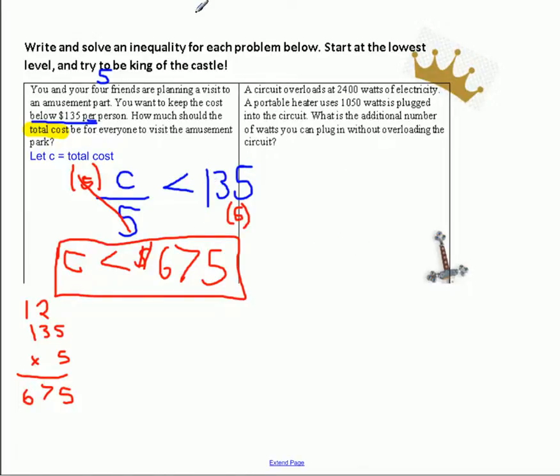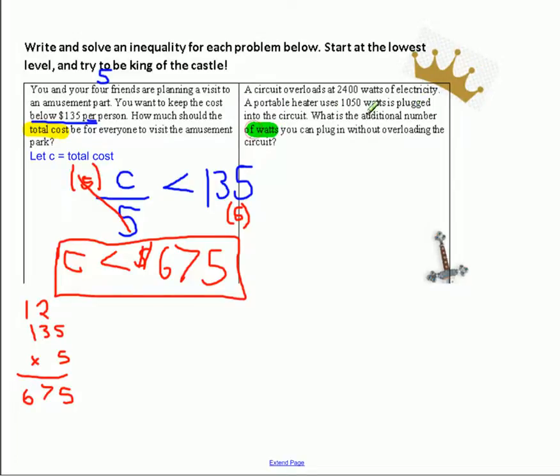Whew, last one. If you got up to it, good for you. If not, that's fine too. Fast forward. A circuit overloads. We don't want that to happen. At 2,400 watts of electricity, a portable heater uses 1,050 watts when it's plugged into the circuit. What is the additional number of watts you can plug in without overloading the circuit?